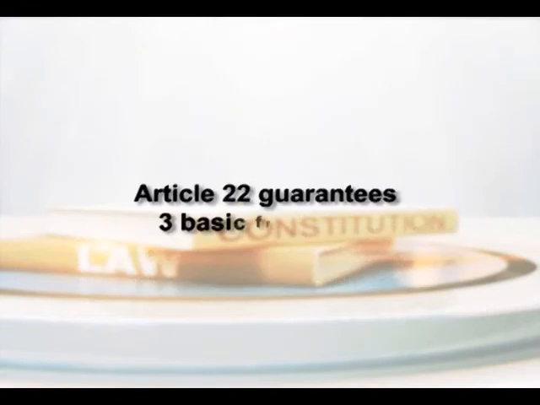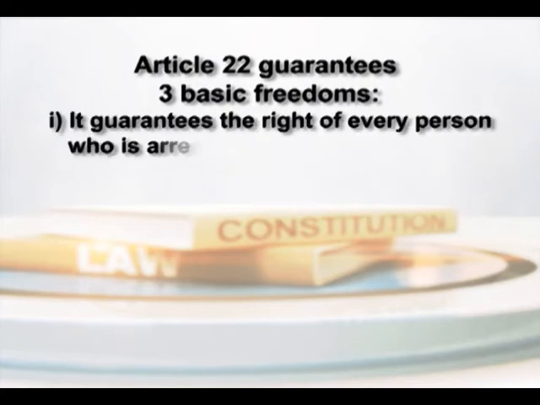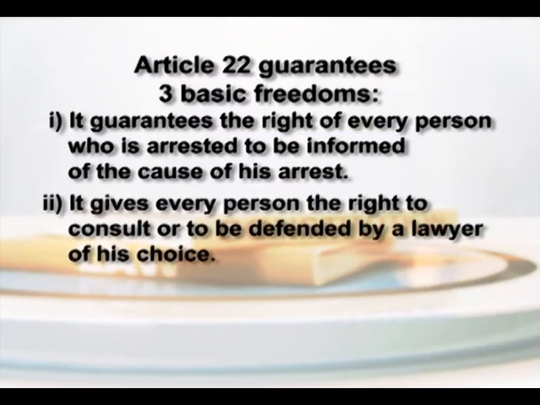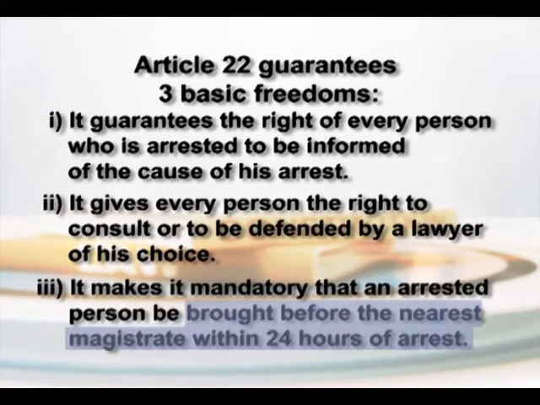Thus, Article 22 guarantees 3 basic freedoms. It guarantees the right of every person who is arrested to be informed of the cause of his arrest. Secondly, his right to consult or to be defended by a lawyer of his choice. And thirdly, an arrested citizen has to be brought before the nearest magistrate within 24 hours. Beyond this 24 hours, without any valid reason, no person can be detained without the authority of the magistrate.